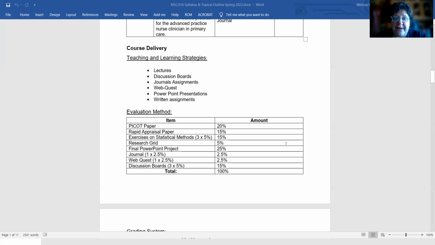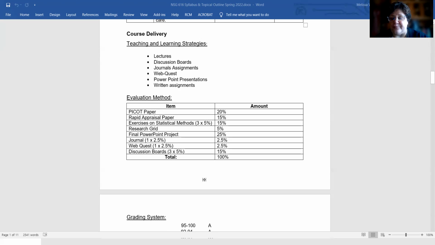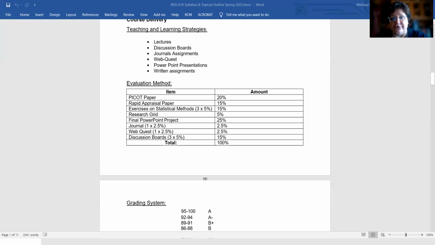So the PICO paper is a paper that will talk about your PICO question and why it's important. The rapid appraisal paper is where I will teach you how to do a rapid appraisal, but you'll evaluate an article that you could possibly use to support your question. We'll do some exercises on statistical methods, and those exercises will come from your workbook. We'll complete a research grid, your final PowerPoint, and then there is a journal and a WebQuest and some discussion boards. But again, each one builds on the last one to form your final project. So just be patient with the process. I promise it all comes together.